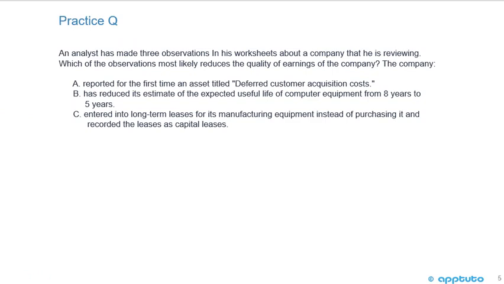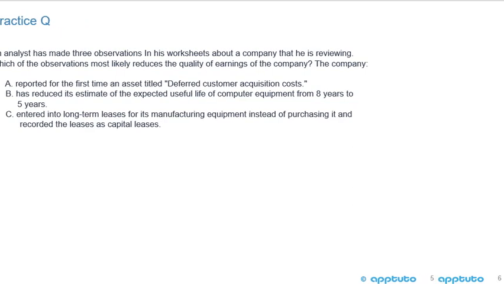An analyst has made 3 observations in his worksheets about a company that he is reviewing. Which of these observations most likely reduces the quality of earnings of the company? A, the company reported for the first time an asset titled Deferred Customer Acquisition Costs. B, the company has reduced its estimate of the expected useful life of computer equipment from 8 years to 5 years. C, the company entered into long-term leases for manufacturing equipment instead of purchasing it and recorded the leases as capital leases.